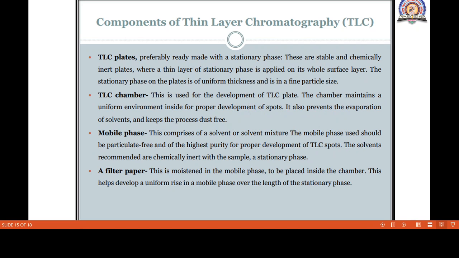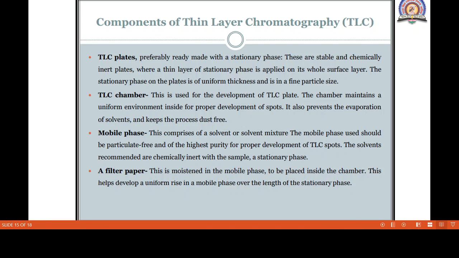First we see the components: TLC plate, TLC chamber, mobile phase and filter paper. The TLC plate is preferably readymade with the stationary phase. These are chemically stable, inert plates where a thin layer of the stationary phase is applied on the whole surface, of uniform thickness and fine particle size.